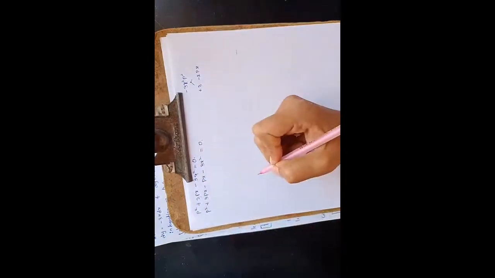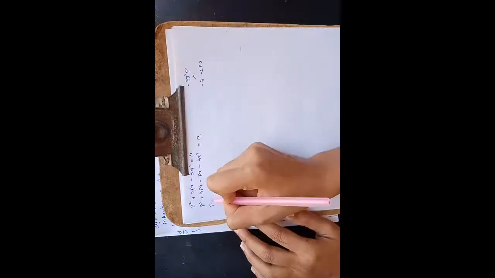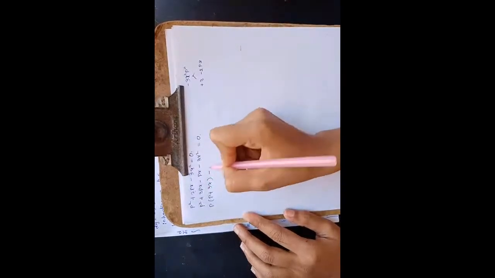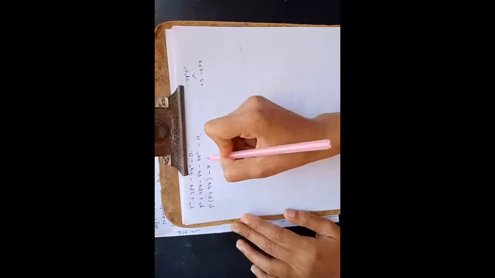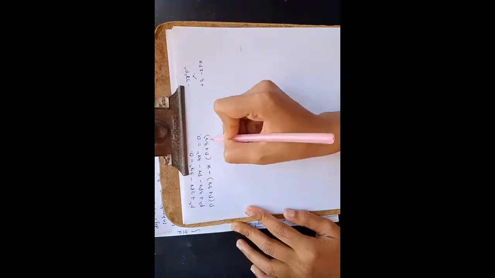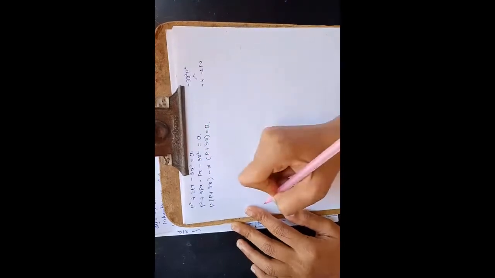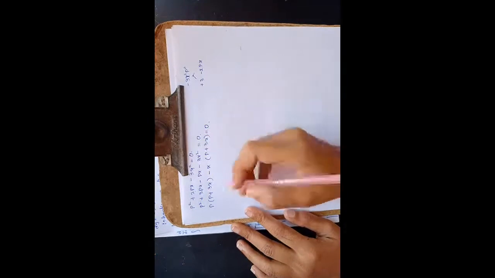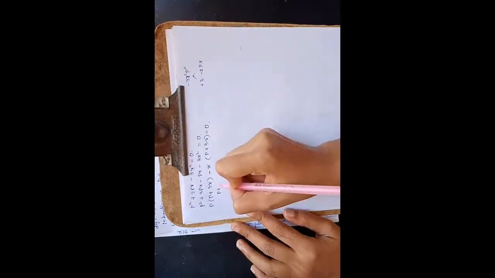Okay, so now take p common over here, so we get p plus 3x. Now here take minus x as a common, so the remaining terms are p plus 3x is equals to 0. Okay, so now the product of two terms is equals to 0. So p plus 3x and p minus x is equals to 0.